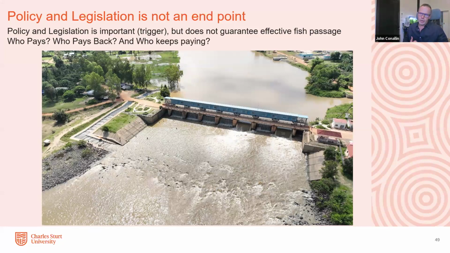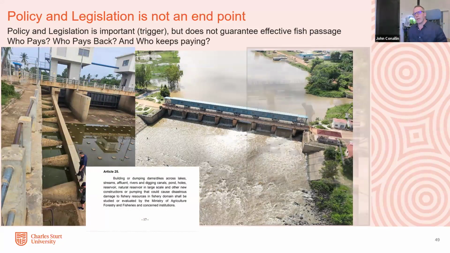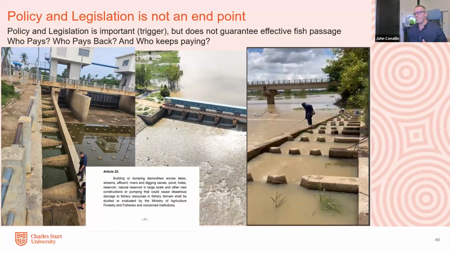Also, if you look at it from an infrastructure point of view of building a correct fishway, the entrance is in the incorrect spot. So they built a fishway, but it's an ineffective fishway. So policy may have sent them towards building a fishway, but that doesn't mean that that fishway is effective or operated correctly. So next slide. Cambodian example, where Article 25 can help facilitate the building of fish passage, but it doesn't necessarily mean that the fish passage will then be effective. So next slide.